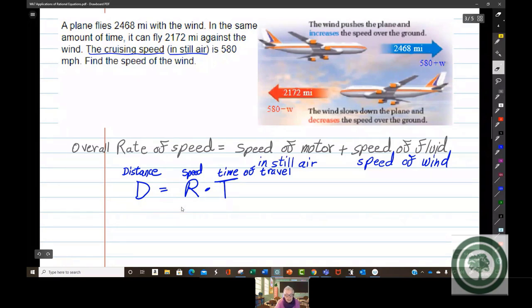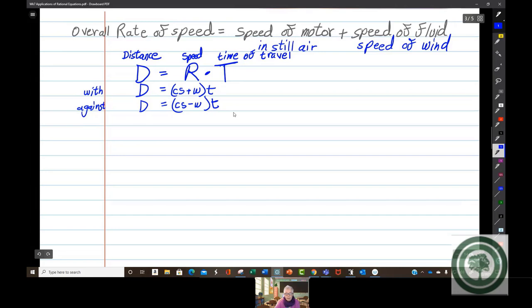And here, since they're calling it cruising speed, for this first case, if the plane is traveling with the wind giving it an extra push, that would be the cruising speed plus the speed of the wind. If it's traveling against the wind, then you'd have the cruising speed minus the wind speed. So that's what your rate would be. Now the distance equals rate times time, and these would be the formulas you were working with.